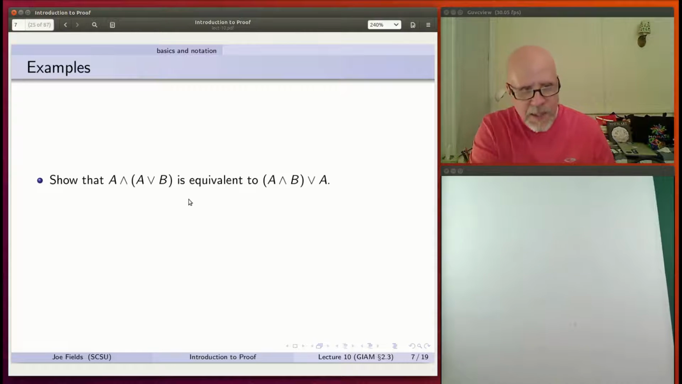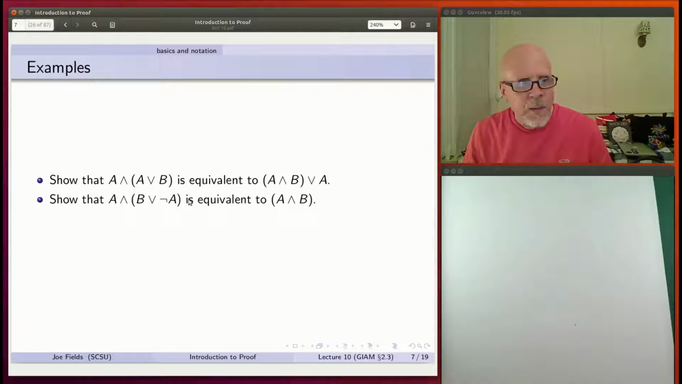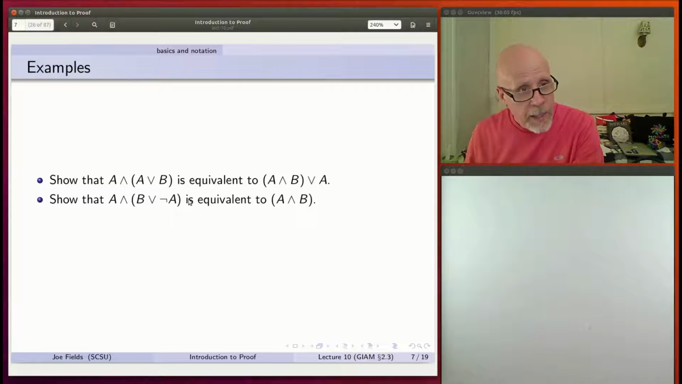Last one, I think. Here's the equivalence we're trying to prove. A and (B or not A) is equivalent to, it's the same thing as, A and B.